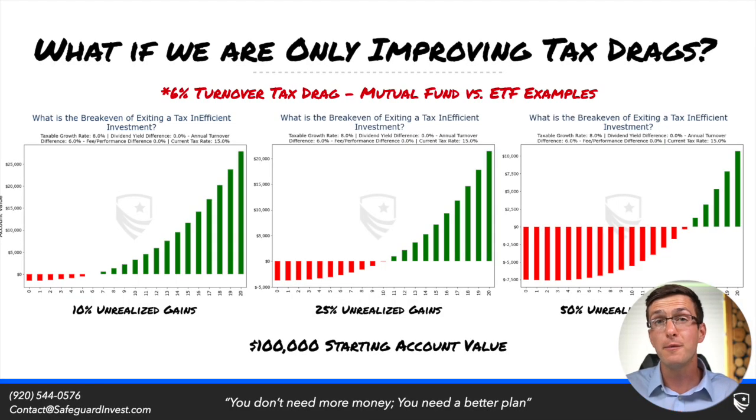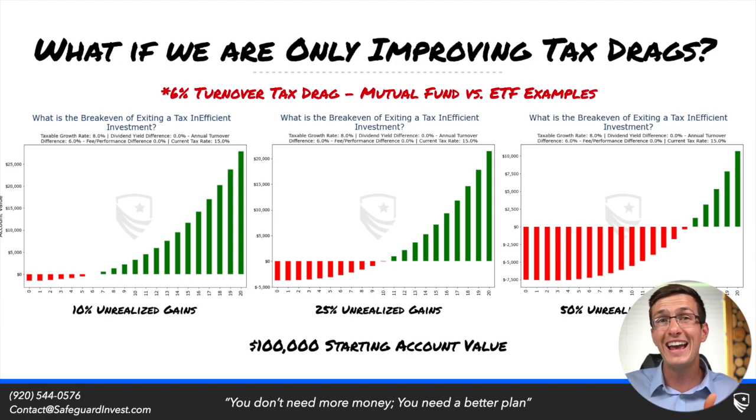Well, let's first look at a fairly simple comparison. When we're comparing a tax inefficient mutual fund to exiting and investing in something a little bit more tax efficient like an ETF, let's say there's a 6% turnover difference. What this means is essentially with a mutual fund, we might have 6% worth of capital gain distributions on average at the end of the year. With an ETF, we shouldn't have that.